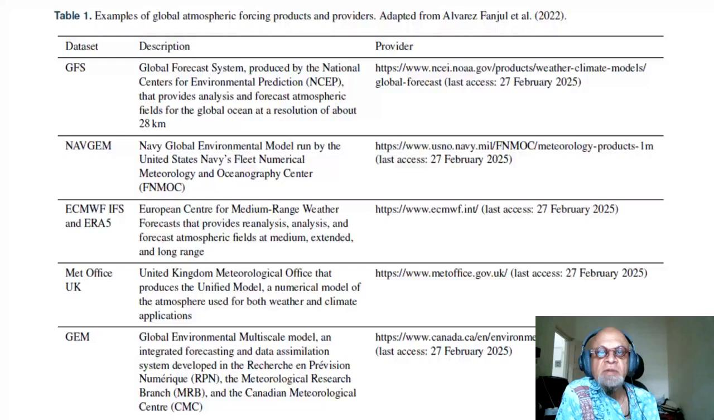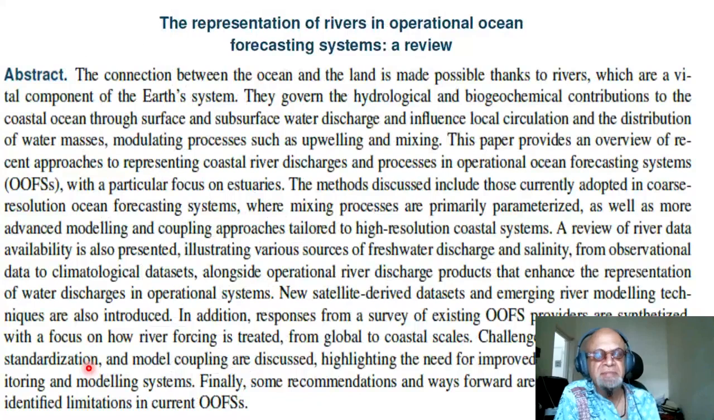So examples of global atmospheric forcing products. So I won't go into the details, but global forecast system from NCEP in the US, NOAA's lab, NavGem, which is US Navy fleet numerical model, ECMWF and ERA5, so forecast system and the reanalysis products. Depends on what you are doing. So ERA5 is used when you are doing process studies, for example, but if you are doing forecasting, then you may need IFS. Met Office has its own product, GEM. It is from Canada, Canadian system, and so on.